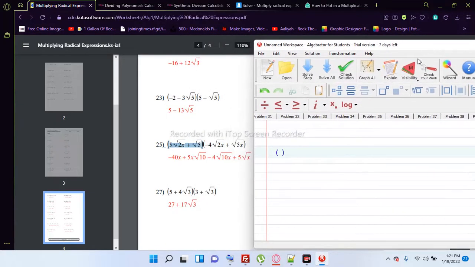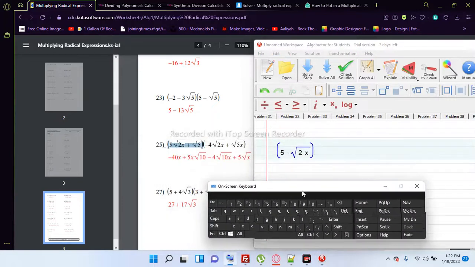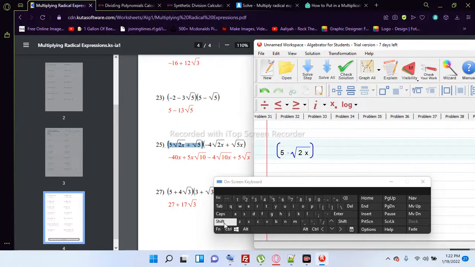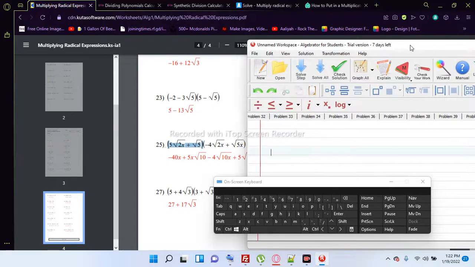Parentheses. Number 5. Radical sign. 2x. Okay, we need the plus sign. So you see, plus. Okay, what did I say? You know what happened? We didn't cut it because we didn't cut the radical sign. So we're going to do what? Start all over. Okay, go back to parentheses.